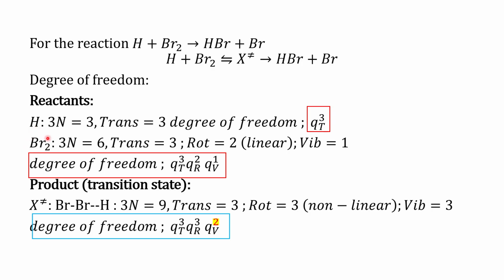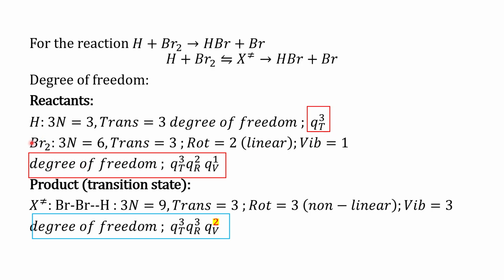the bromine molecule. For the hydrogen atom, the total degree of freedom equals 3 because it has only one atom, so 3 multiplied by 1 equals 3. All three are translational. The partition function contribution is given as the symbol Q subscript T superscript 3.